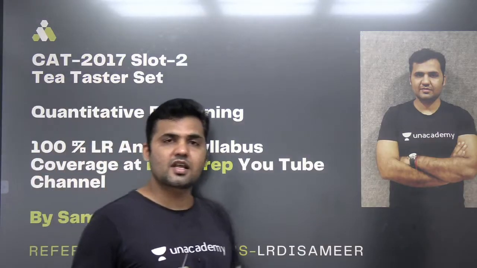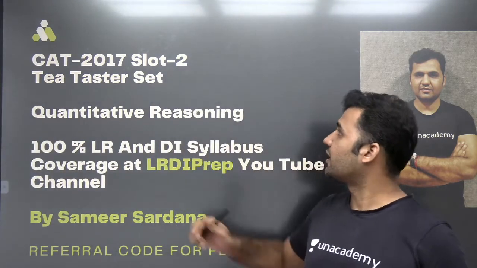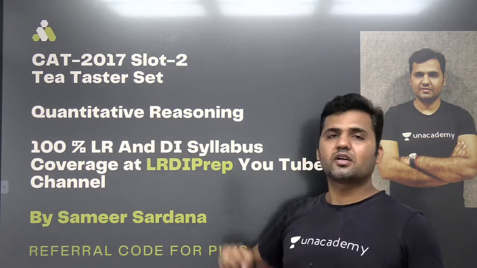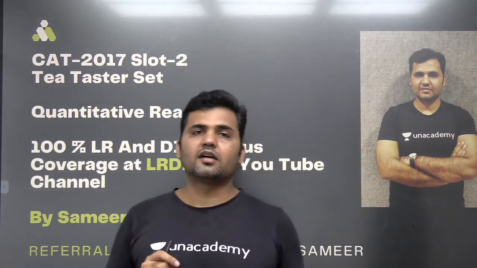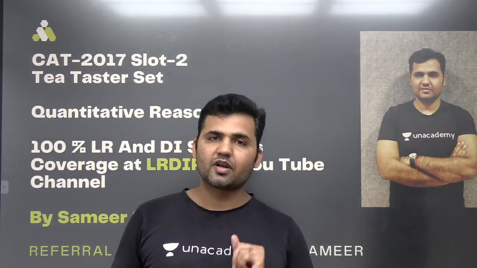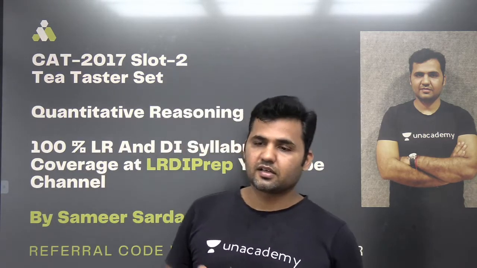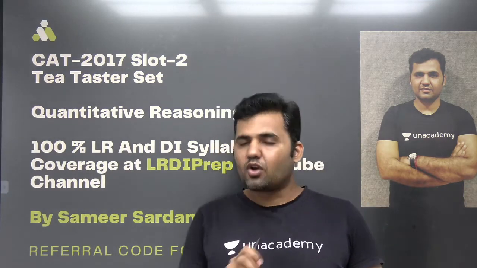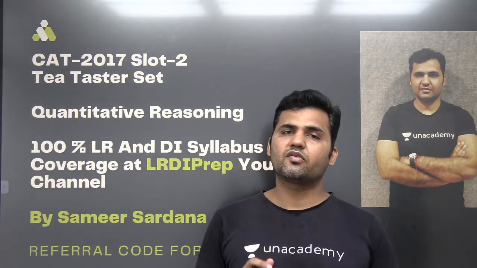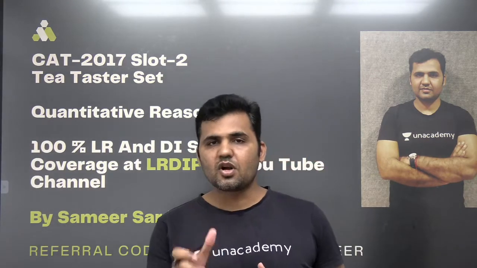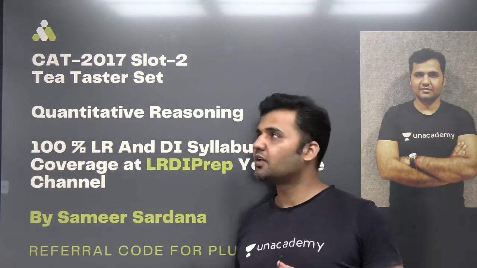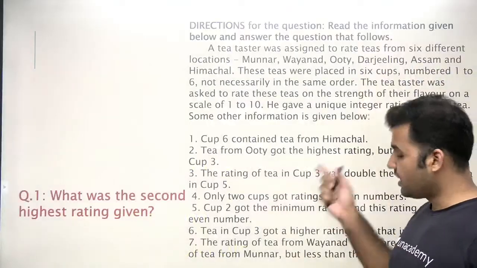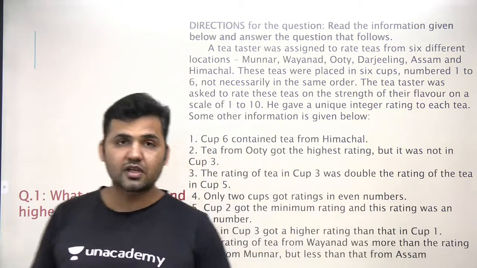My name is Samir Sardana and in this video we are going to discuss a CAT 2017 slot 2 set. It's a tea taster set based on the concept of quantitative reasoning. To solve the set you need the basic knowledge of numbers, classifications. In number system we do number classification, not in detail, but yes, the basic definition of even numbers, odd numbers. So there's a small touch of quant concept in this logical reasoning set, which is an original CAT 2017 set. Here is the direction. Let's quickly solve this set.